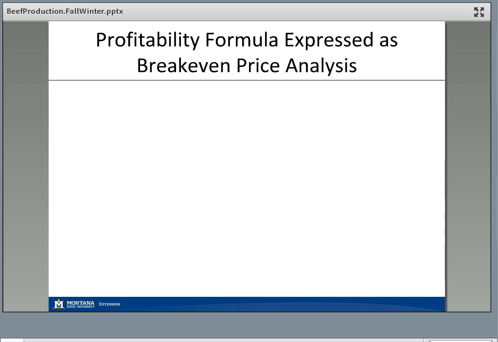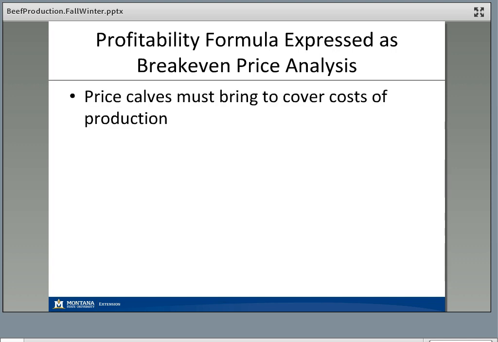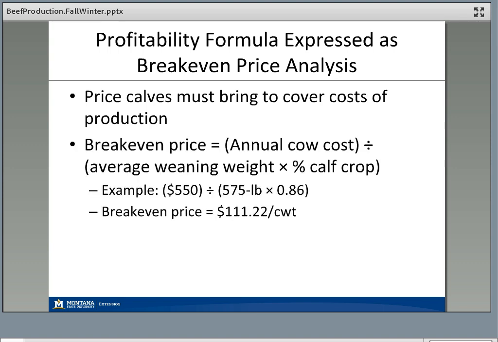Okay, so let's say we have an example cow herd that has $550 per cow costs. They've been weaning 575-pound calves, and they have 86% calf crop. In this example with this formula, our break-even price is $111 a hundred, or $1.11 per pound. When we think about the bottom half of the equation for break-even, we take the weaning weight and multiply that by the percent calf crop weaned. This yields pounds of calf weaned per cow exposed.